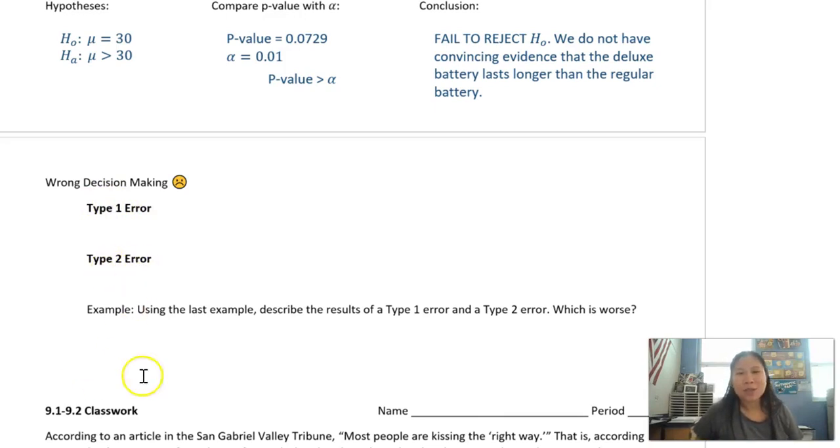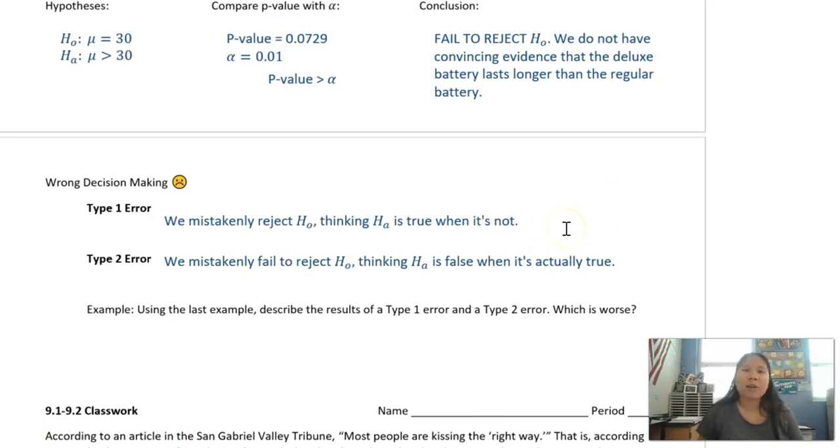When we make errors, there's two types, and it's very originally named: type 1 error or type 2 error. This is based on whether you reject or fail to reject H0. In a type 1 error, we mistakenly reject H0. We reject H0 as our conclusion, but this was wrong. If we reject H0, that means we think HA is true, but in reality, HA is not true.